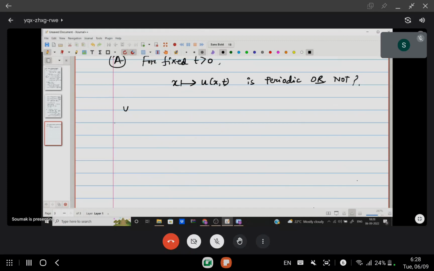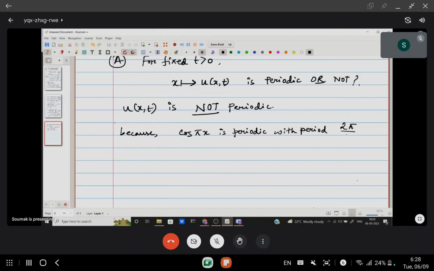If their LCM does not exist, then it is not periodic. So I will write it here: u(x,t) is not periodic because cos pi x is periodic with period 2 pi by pi, that is 2, and sin x is periodic with period 2 pi, but here the LCM of 2 and 2 pi does not exist, right?